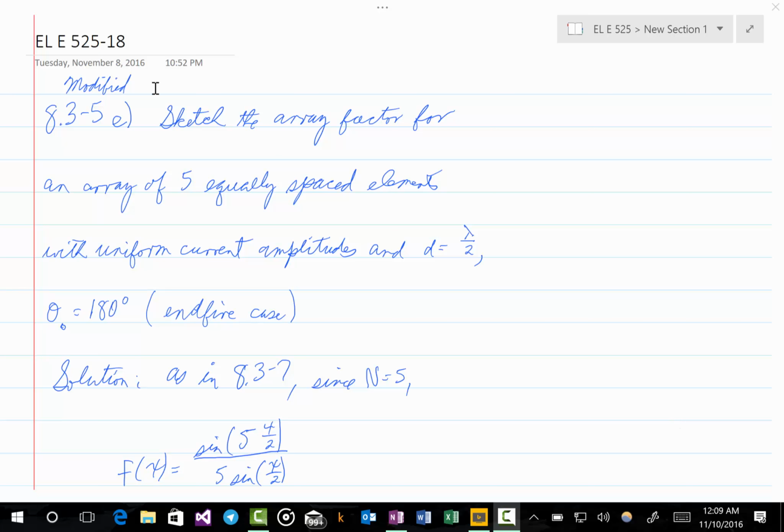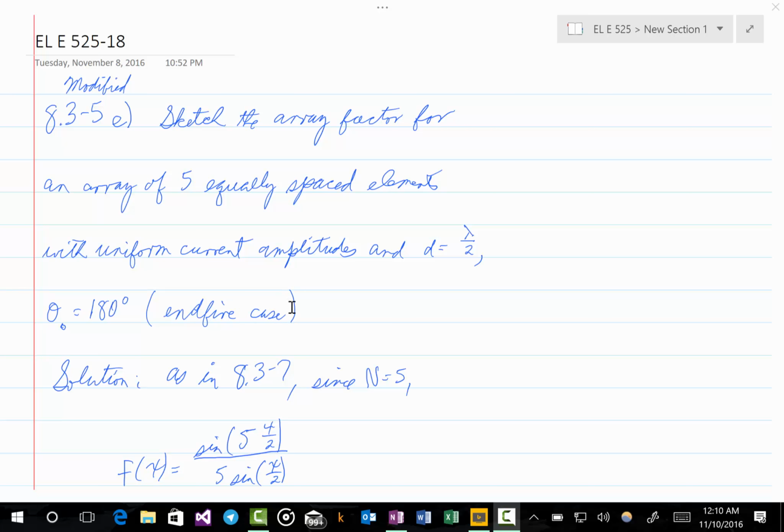The first problem will be a modified version of problem 8.3-5E. And what I want to challenge you to do here in this problem is to sketch the array factor for an array of 5 equally spaced elements with uniform current amplitudes, and d is equal to lambda over 2. Theta naught is 180 degrees, which is the Endfire case.